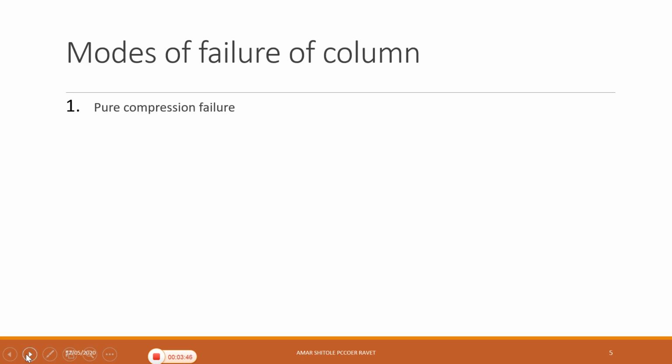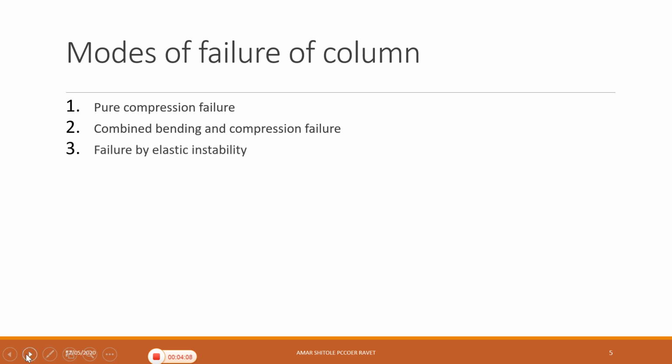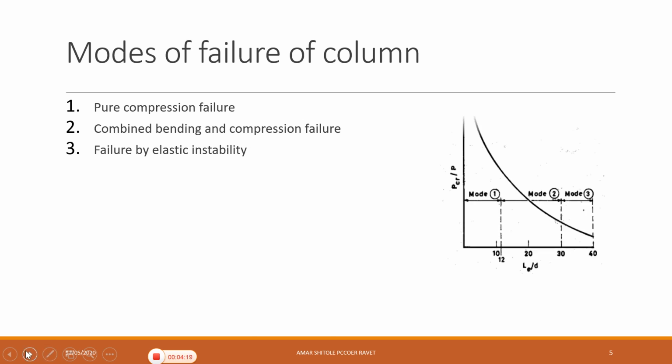Then, the modes of failure of a column. Depending upon the slenderness ratio and the load coming on the structure, there are various modes of failure of a column. First, we can see pure compression failure. Second, combined bending and compression failure. And third is failure by elastic instability. We are going to categorize these failures with the help of one graph that we call the load versus slenderness ratio graph.